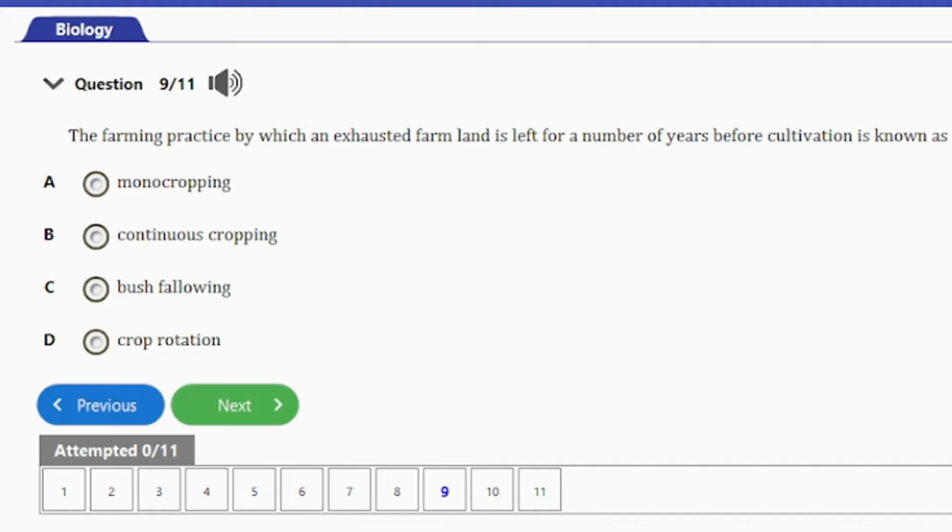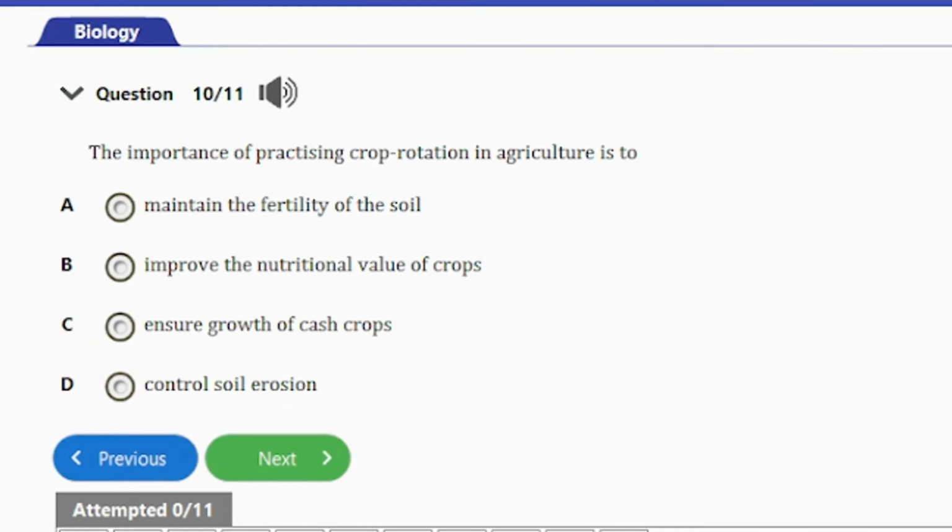It says, the farming practice by which an exhausted farmland is left for a number of years before cultivation is known as A. monocropping, B. continuous cropping, C. bush fallowing, D. crop rotation. So guys, the answer to this question is option C here, and that's bush fallowing. Let's consider the next question, question number 10 here.